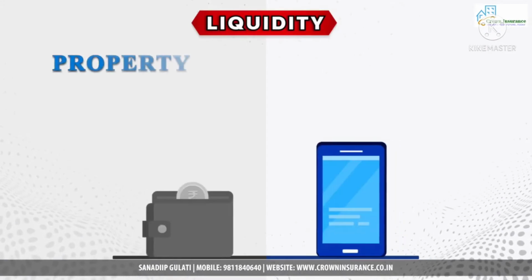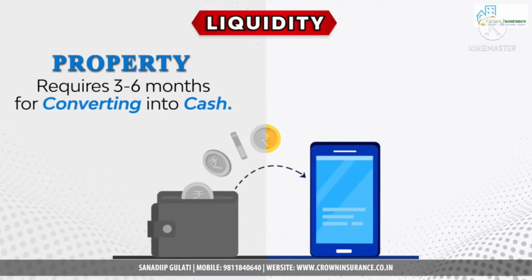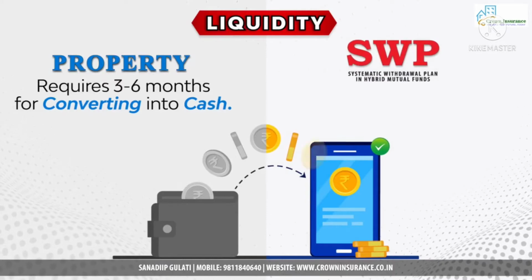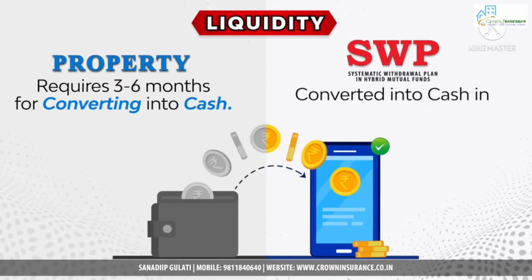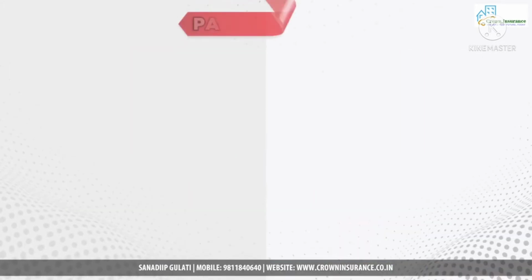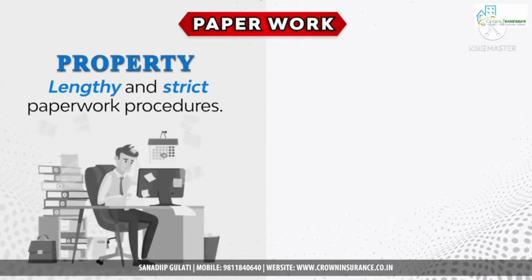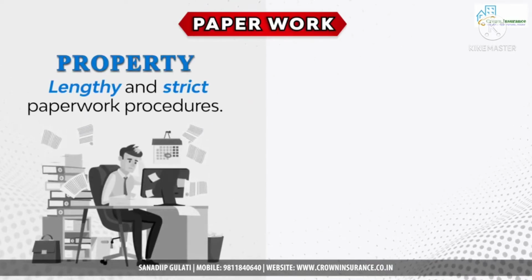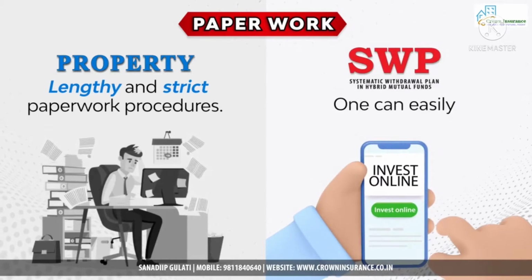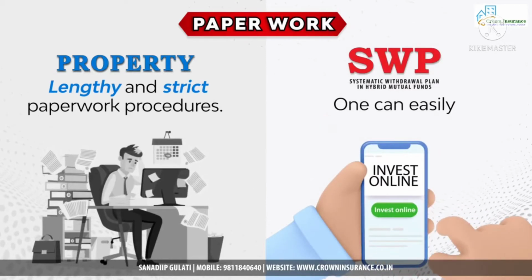Liquidity: property requires 3 to 6 months for converting into cash. SWP, converted into cash in 3 days flat. Paperwork: property has lengthy and strict paperwork procedures. SWP, one can easily invest online.